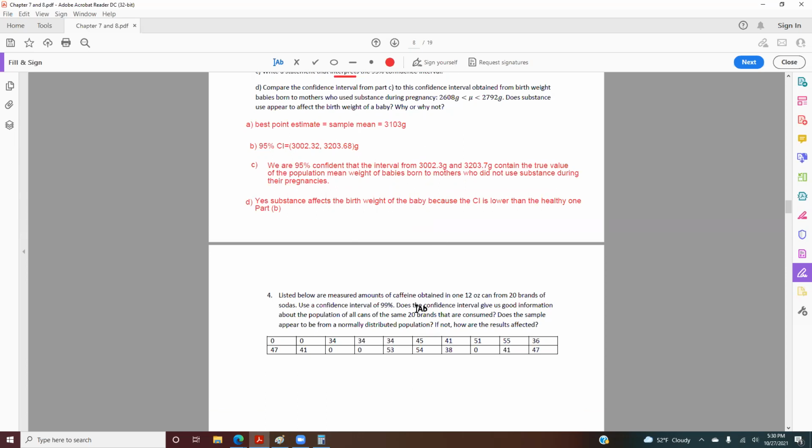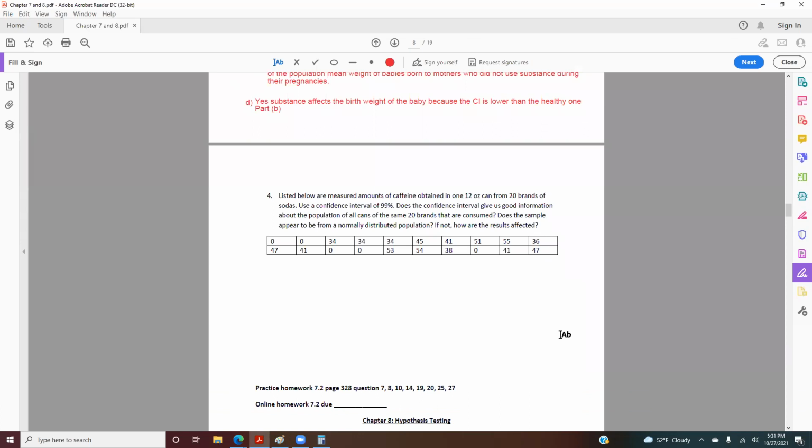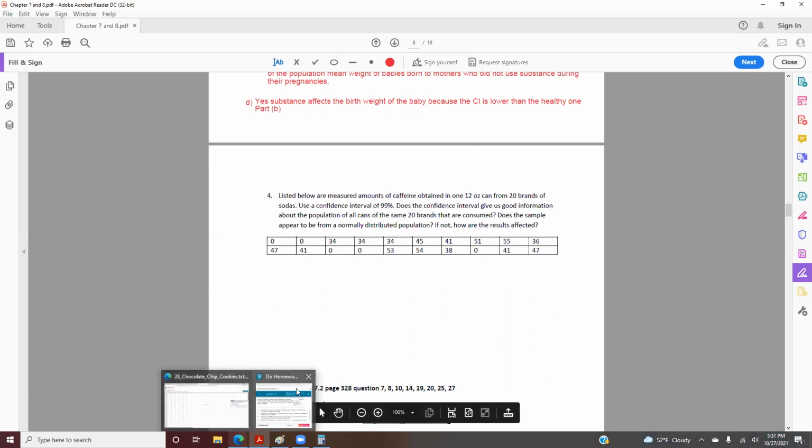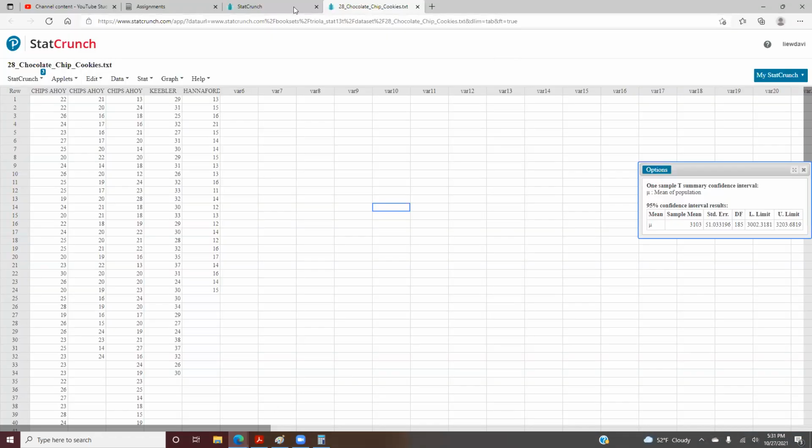Question number 4. Now I give you data here. If this is an online homework, you just click on the top corner here, and then you just import it to your StatCrunch, right? This is the easiest way when you have your online homework. However, this one we don't have the import button, so you actually have to type it out into your StatCrunch.